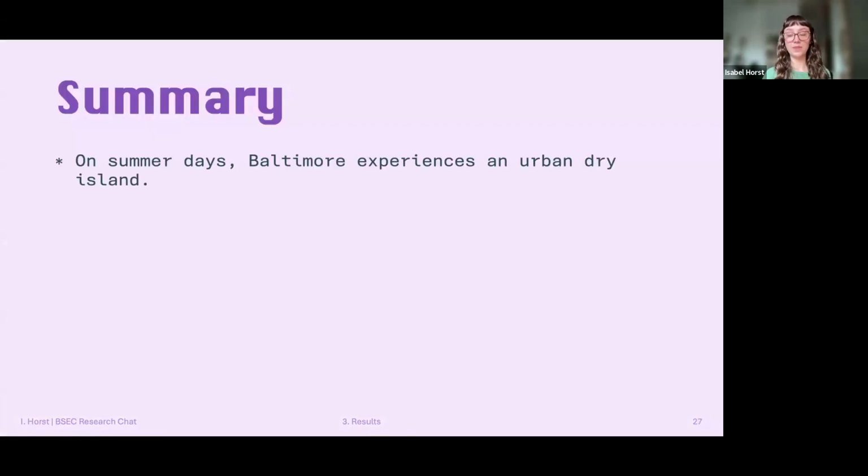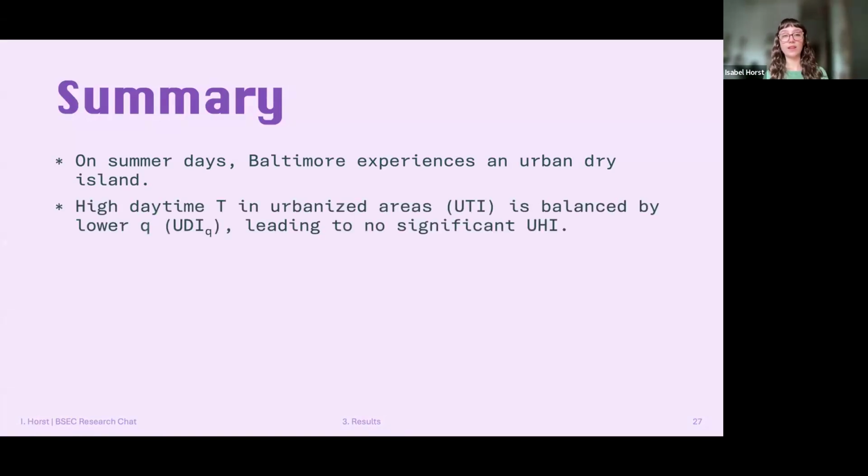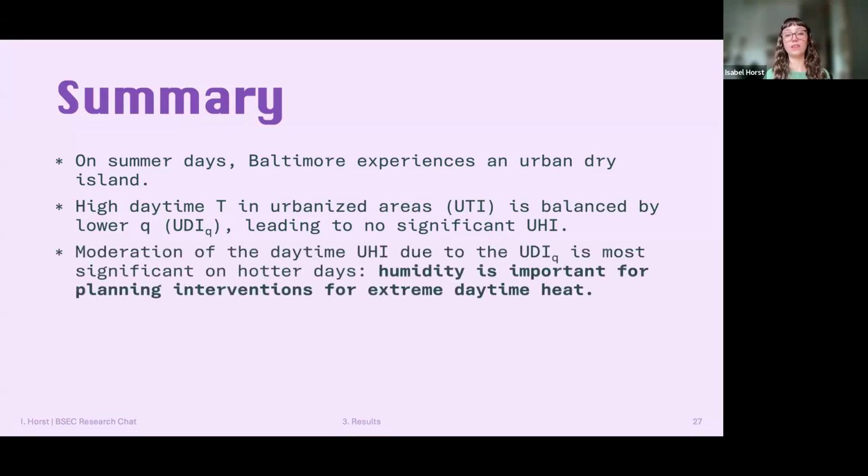So to summarize, yes, Baltimore does have an urban dry island, especially on hot summer days. With this urban dry island, when we have much lower specific humidity in highly impervious urbanized areas, even when the temperature is slightly higher there because of the UTI, that low specific humidity is going to bring down the heat index there and wash out any change in heat index with impervious surface cover. Importantly, this effect is strongest on the hottest days. So this really underscores that it's important to take spatial variability and humidity into account for planning around daytime extreme heat exposures.